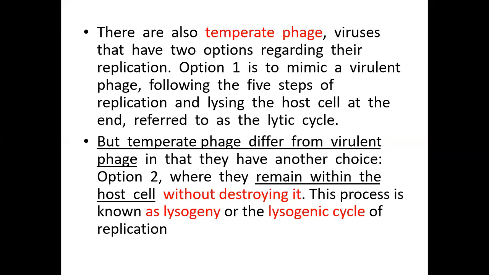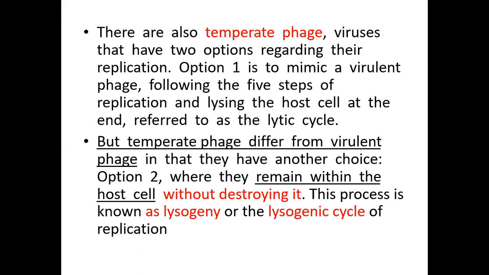There are two types of phage, virulent and temperate. Virulent phage interacts with a bacterial cell, causes its infection and kills the bacterial cell. But temperate phage have two options. They can interact with bacteria in two ways. Option one is to mimic a virulent phage, following the 5 steps of replication and leaving the host cell at the end, referred to as the lytic cycle.